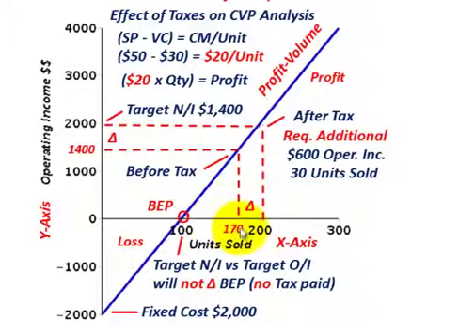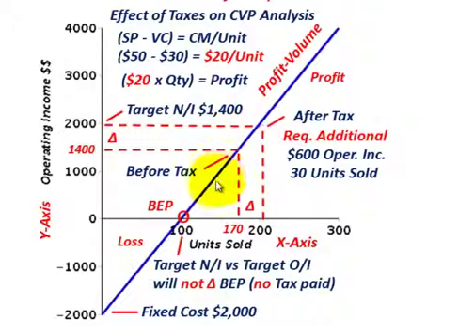So we're really going to be looking at this change here. Without the taxes, we had 170. After taxes, 200 units, so we have a change of 30 units. And for our operating income, without the tax we'd have 1,400, but with the tax, to cover our taxes, our operating income moves up to 2,000. So on an after-tax basis, you're going to require an additional $600 in operating income, and you're going to have to sell 30 additional units to pay for those taxes. That's what we're going to be looking at here.